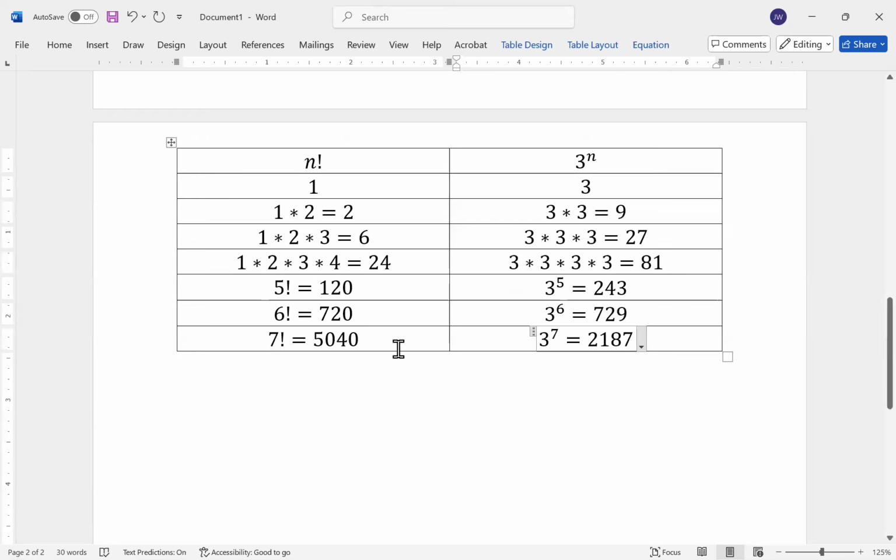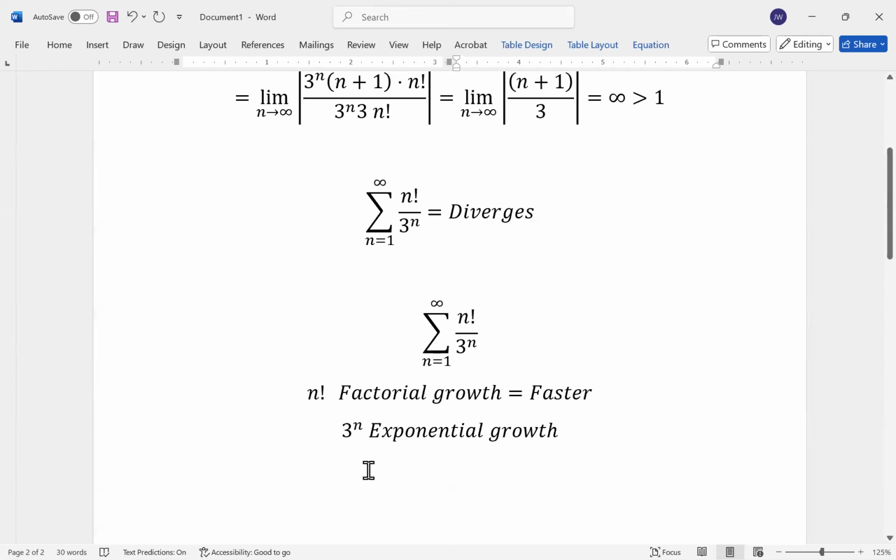And from here on out, when I increase the values for the factorial, I'll be multiplying by bigger numbers than 3. So from here on out, the factorial is just going to grow way, way faster. So n factorial is faster growth than an exponential function.